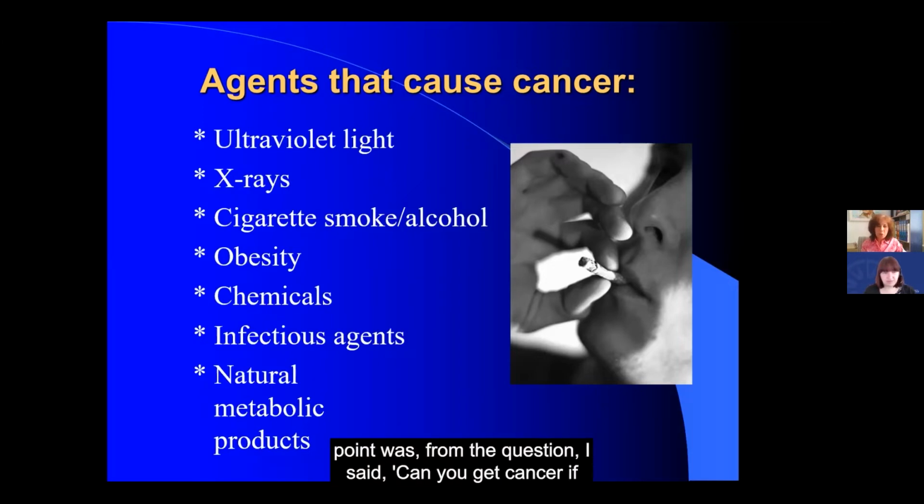And the last point was from the question, I said, can you get cancer if you're in a bubble? And the answer is yes, because our body makes reactive oxygen species just from breathing. We make these products, which can damage DNA and lead to mutations. So those are the agents that cause cancer. We will talk about diet a little bit later. Specifically, there are metabolites of cholesterol. I know somebody mentioned cholesterol in the chat. That can be carcinogenic. So again, that can be related to chemicals. But we will talk about diet.